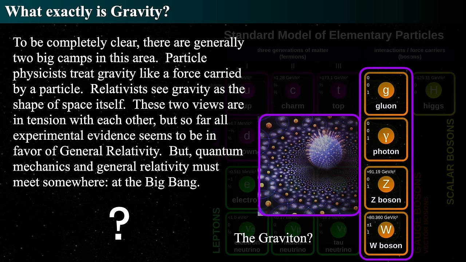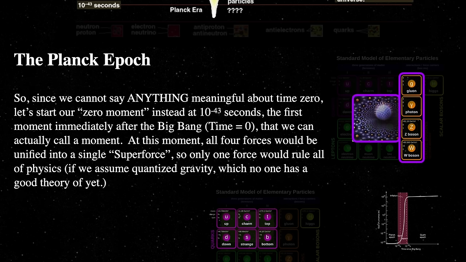So next, let's assume that we can get a quantum theory of gravity. At the Planck epoch, we don't start anything at zero. We're not going to start our time thinking at zero because we want to do physics, not metaphysics. We can't really say anything meaningful about time equals zero, but we're going to start our moment at 10 to the minus 43rd seconds. And this is right after the Big Bang, time equals zero. Well, 10 to the minus 43rd seconds is effectively time equals zero, but there's a lot of time between zero and 10 to the minus 43rd.